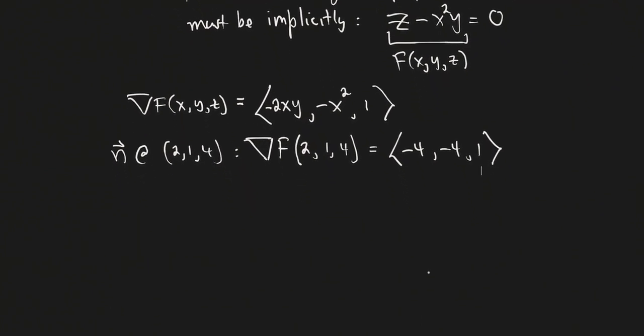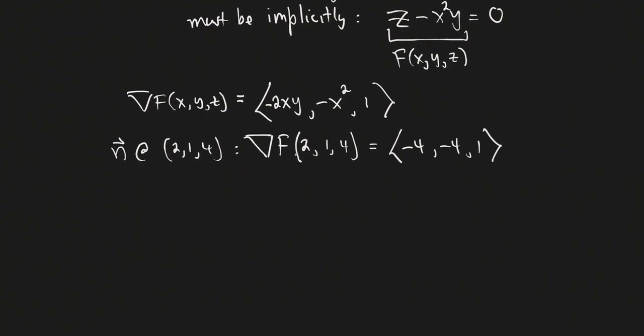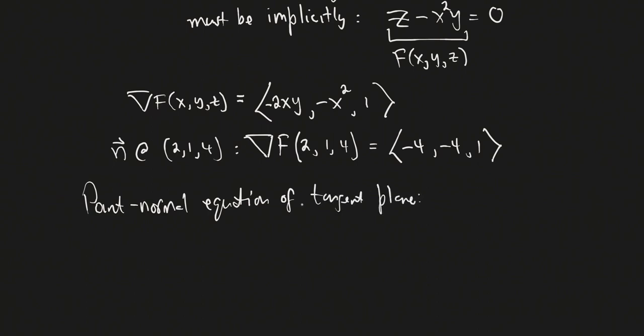So now let's start with the tangent plane. So we know that the plane passes through the point (2, 1, 4). That's a given. And now we know the normal vector, so we can write down the point normal equation of the tangent plane. Right, so I'm just going to write it down in the point normal form. I mean, if you want to, you can rearrange it all you'd like, but I'm just going to write down this equation.